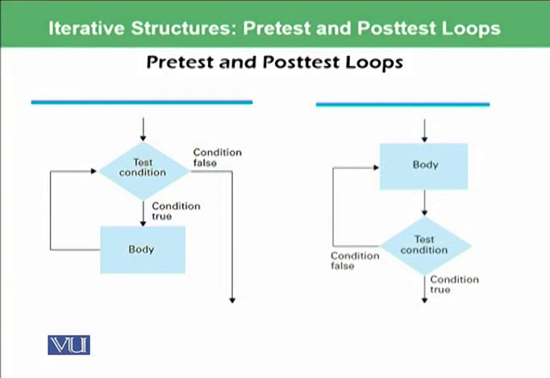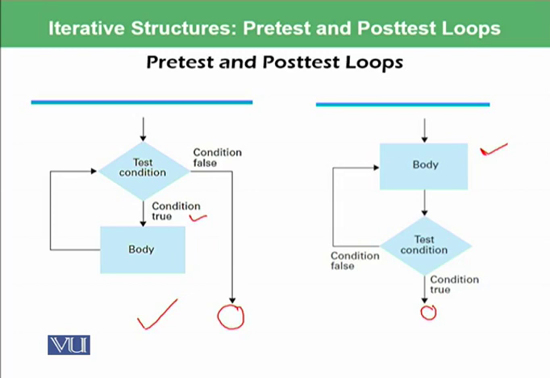Here you can see that on the left side we have the test condition first, and if the condition is true then the loop enters the body and then goes back to the condition, and if the condition is false then the loop is terminated over here. However, in different languages there is another kind of loop, where we first enter the body of the loop and then we check the condition, and if the condition is true we end the loop, and if the condition is false then the loop is executed again.